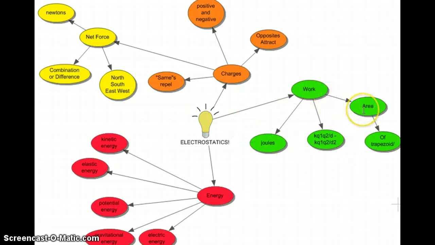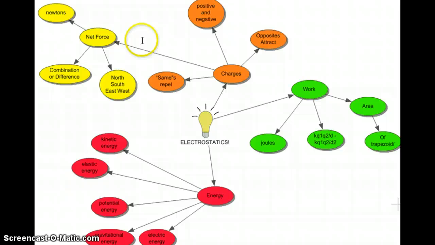We first did approximations by area when we were dealing with say Coulomb's law and the curved nature of that relationship, and then we used trapezoids to approximate that area better. And then later we moved into looking at the difference of potential energies, and of course work is a type of energy expressed in joules.